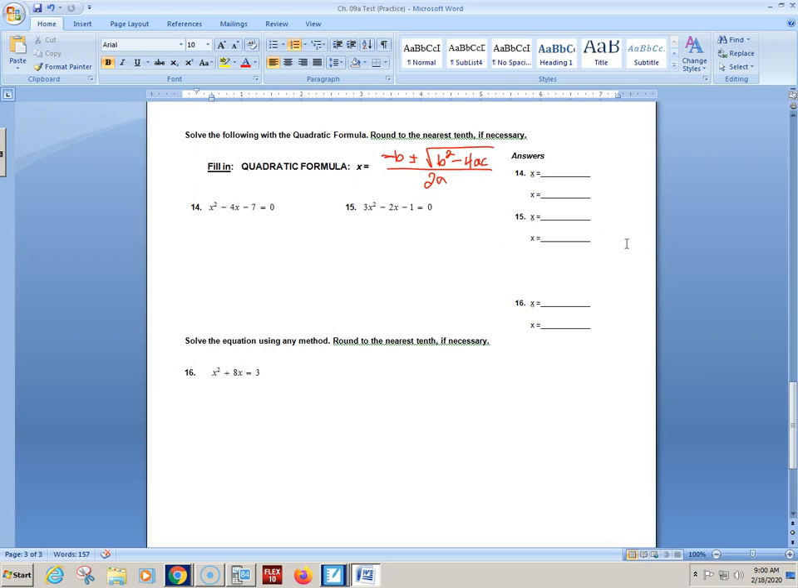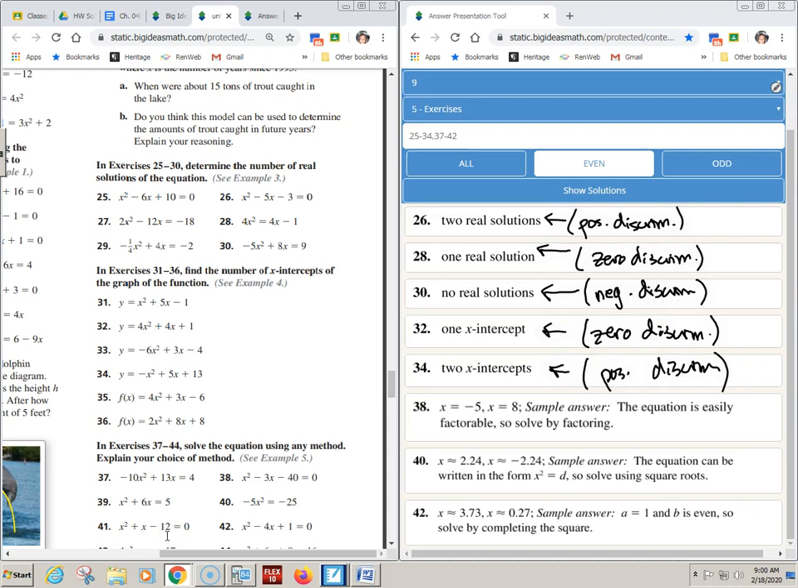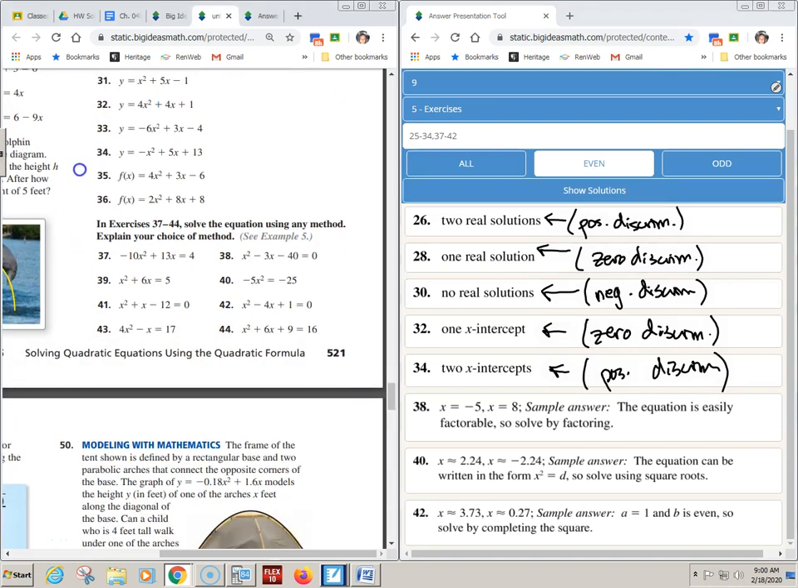Now, I do say to use the quadratic formula, but what's this last section say? Using any method. Is that where homework went to? Okay, so these last ones got a little bit different because it's not just answering how many solutions, it's actually solving, and that's what happened down here in this section where it says solve using any method.